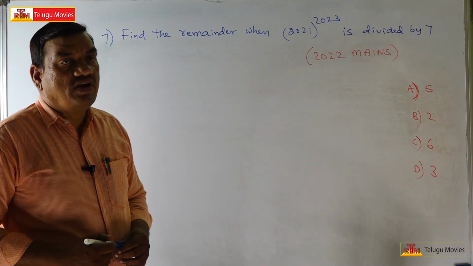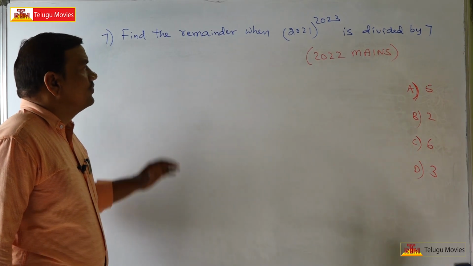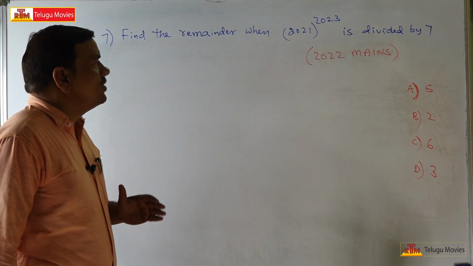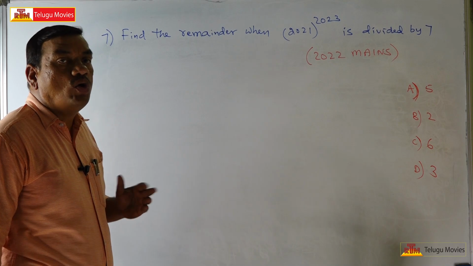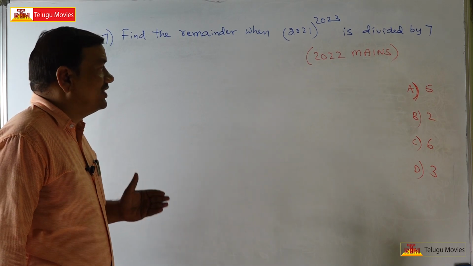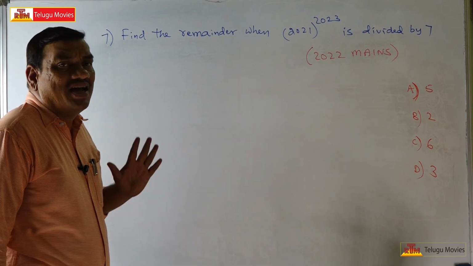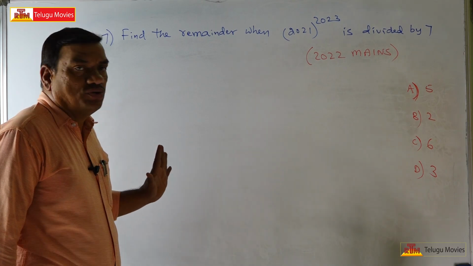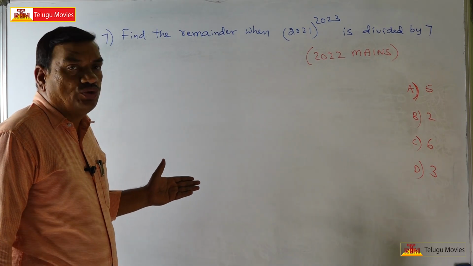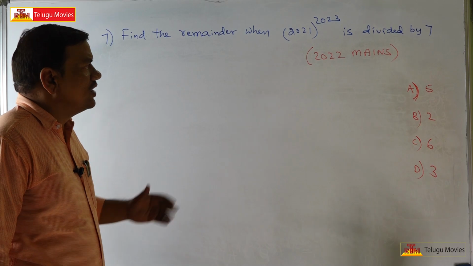So dear students, welcome to the 7th problem. Find the remainder when 2021 whole to the power of 2023 is divided by 7. It is a latest problem. It was asked just in June 2022. So let us start the problem.